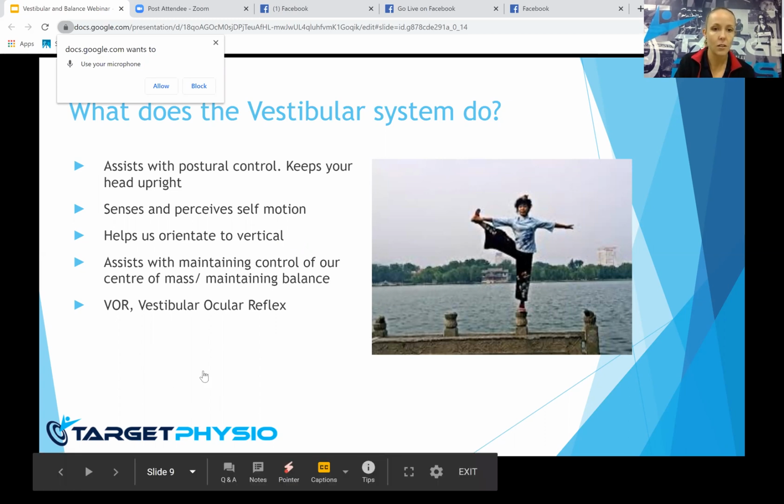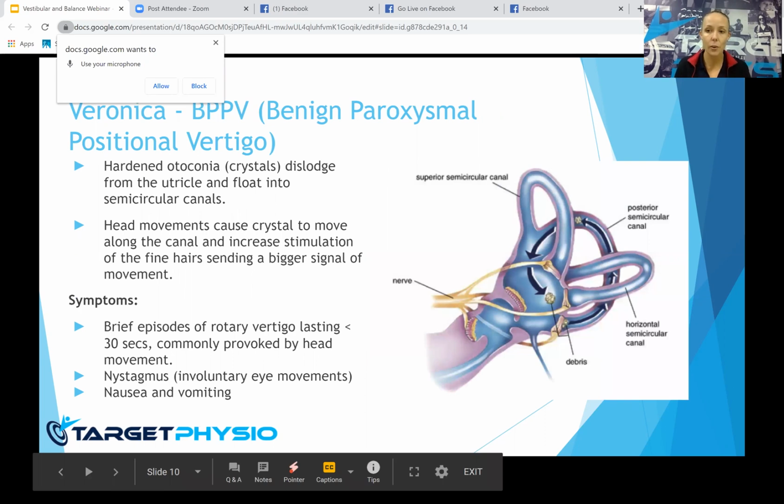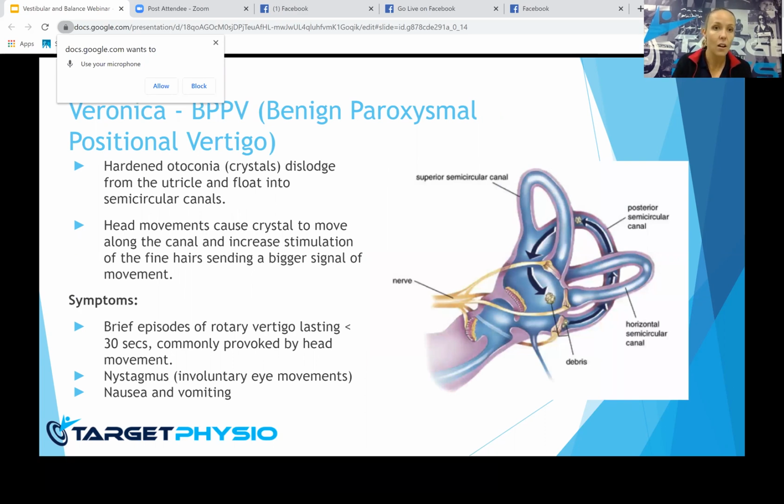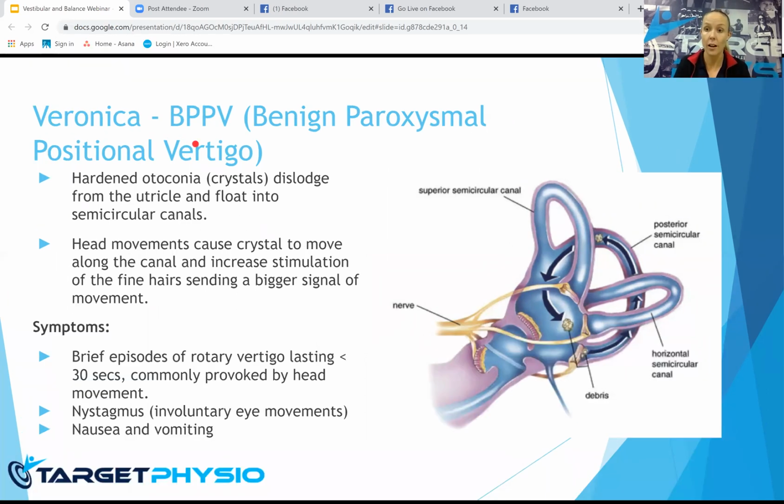Okay, next. So coming back to our people we were talking about. First, we want to go back to Veronica. And Veronica was diagnosed with something called BPPV, which is benign paroxysmal positional vertigo, which is when that hardened otoconia crystals, which I was talking about in the utricle of the vestibular system, can sometimes break off, and then they get into the semicircular canals where they're not supposed to be.